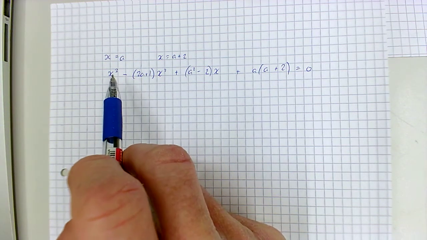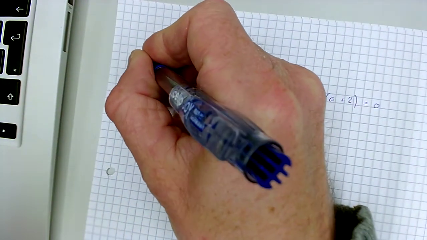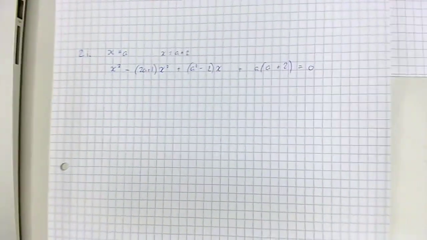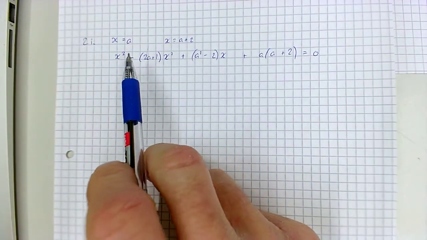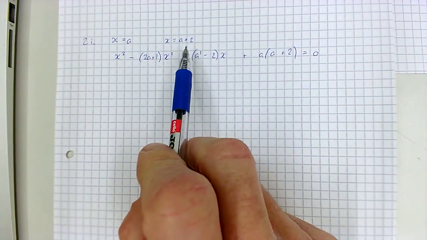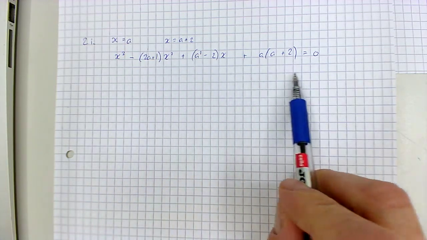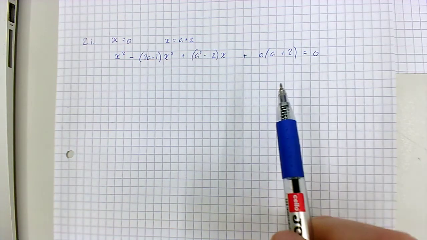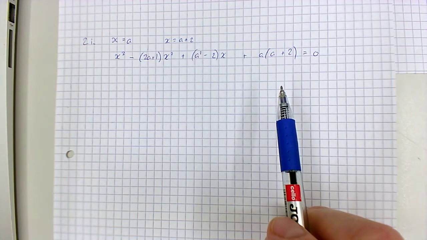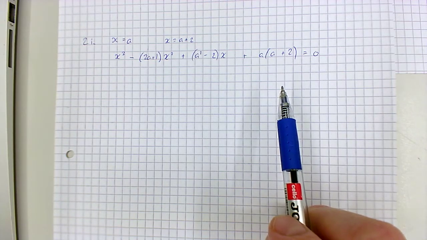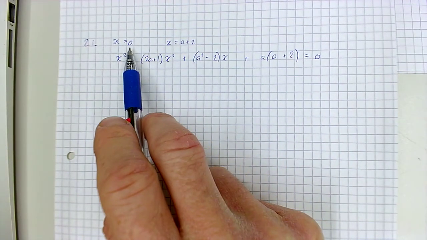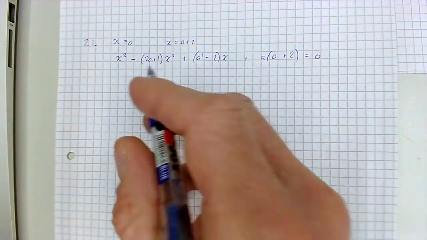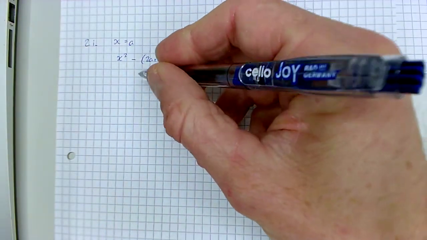Okay, so we're looking at question 2, part 1 from the homework extension. The question asks you to show that x equals a and x equals a plus 2 are solutions to this equation, and then you were also asked to write the equation in fully factorized form. Well, if they're solutions, if you substitute a into this, it should equal 0. So let's start off by doing that.